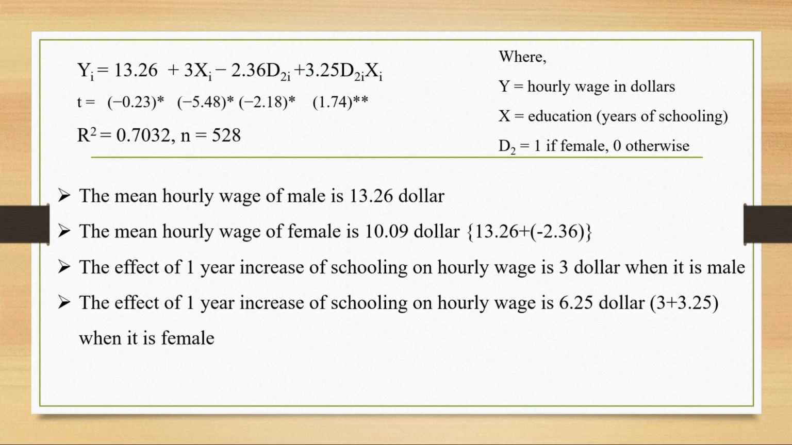This is all about the regression result explanation when there is an interaction effect. So you need to be a little bit careful when you interpret the result when there is an interaction effect.